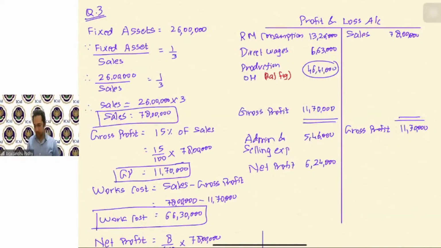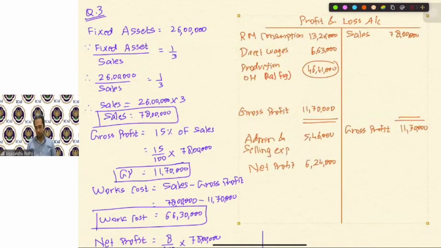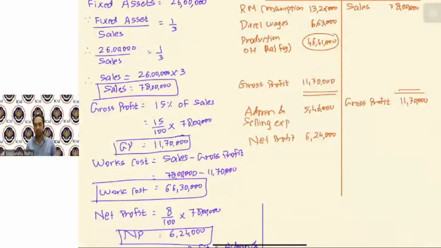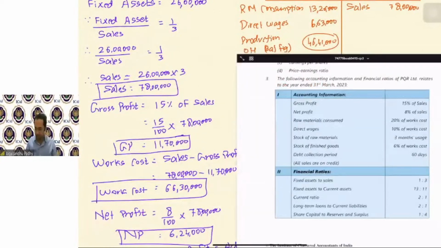So here we have the projected P&L available for us. We have the P&L computed. Is this P&L clear to everyone? We are yet to complete the balance sheet. For the balance sheet, we'll have to use a different set of ratios.